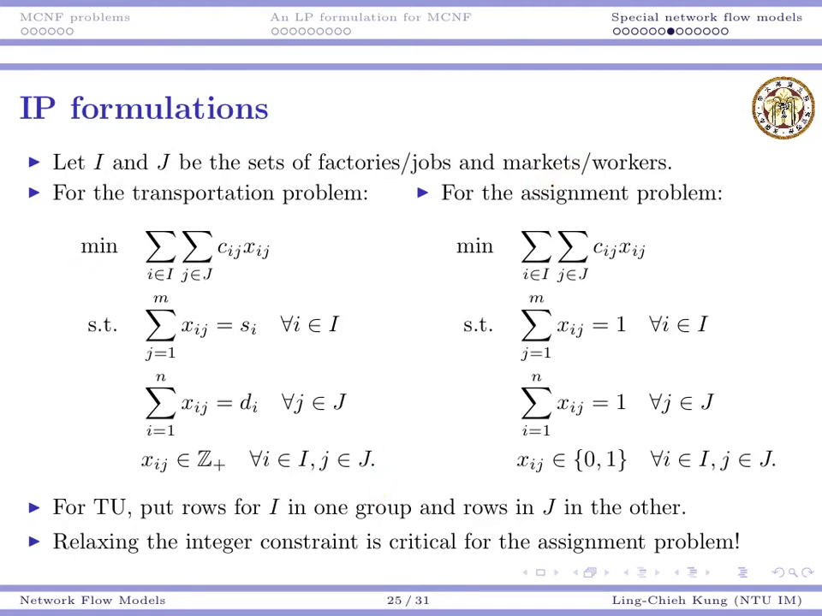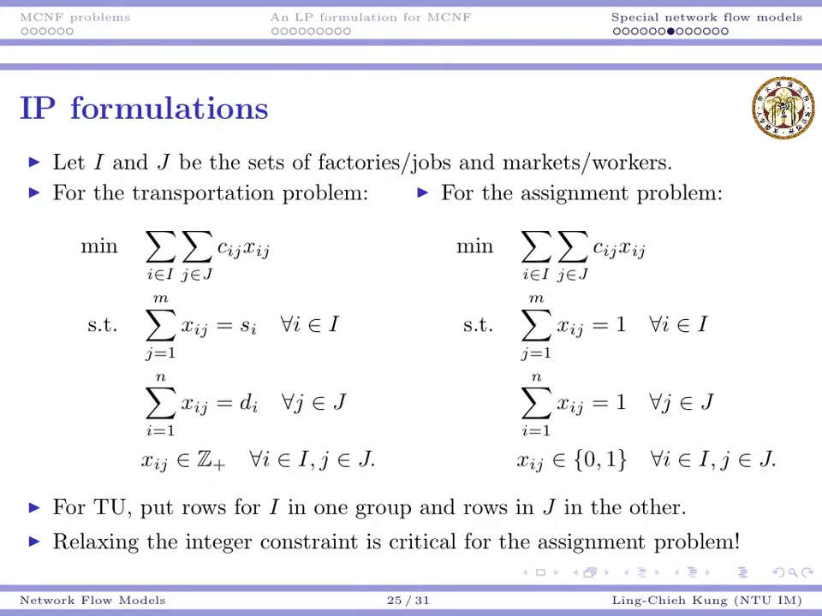I want to minimize the total cost, subject to: for each factory, the outgoing arcs' total flow is exactly my supply quantity. And for all the demand nodes, the incoming flow is exactly my demand. And suppose I want it to be an integer program, I can set x_ij to be in Z plus.